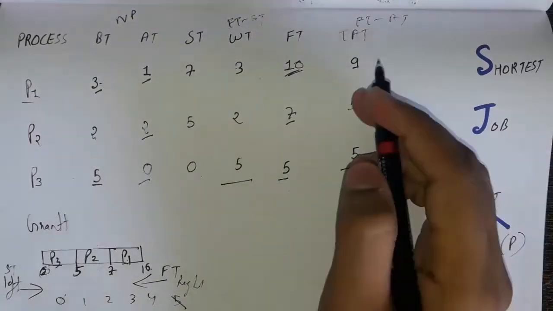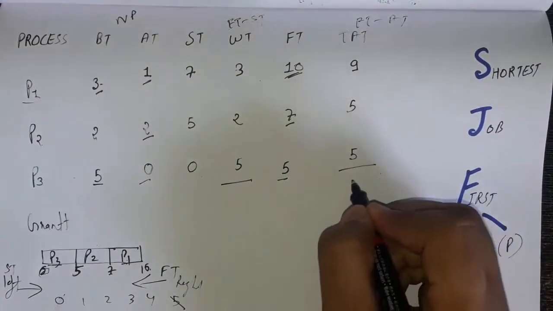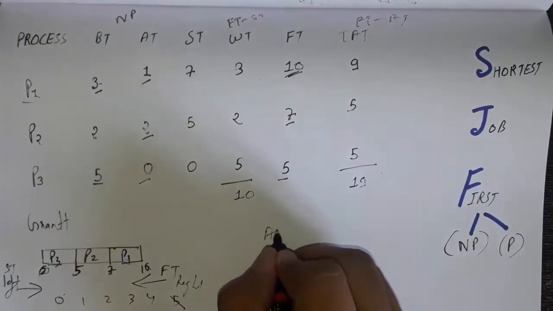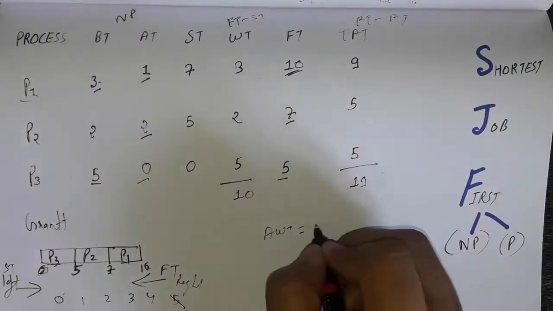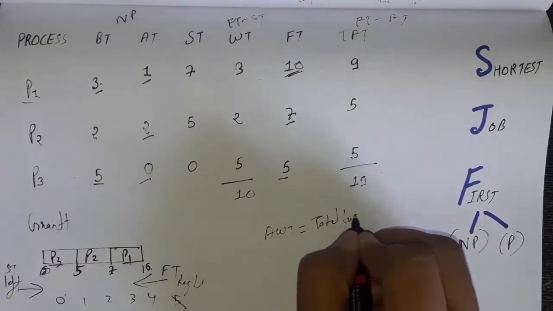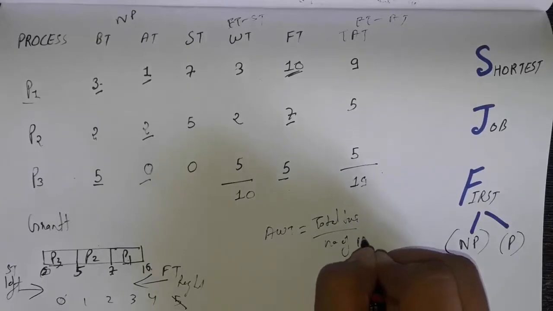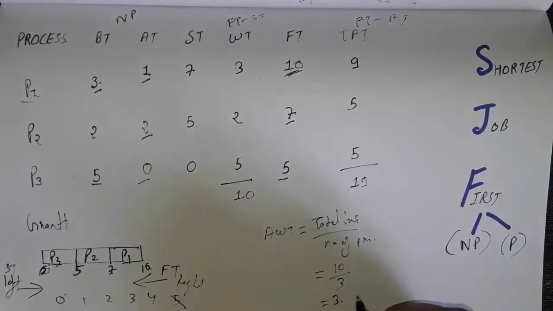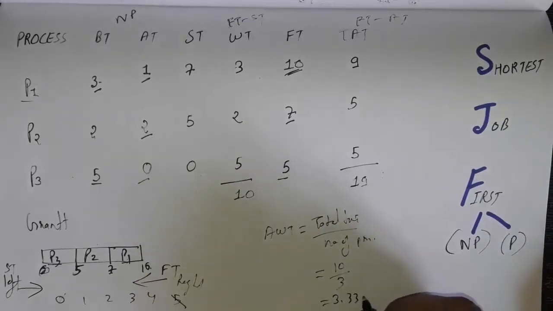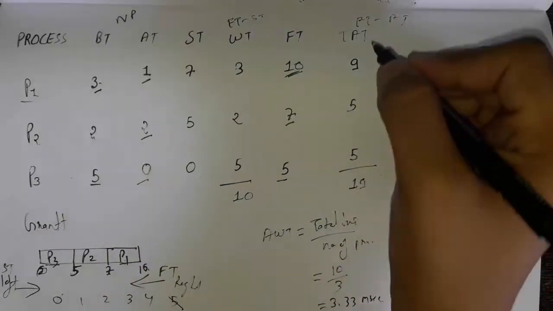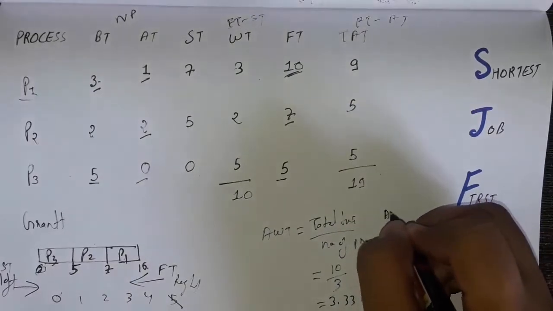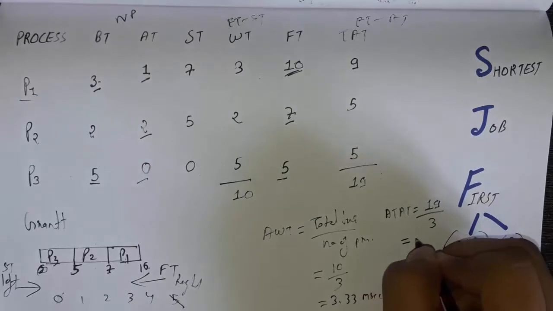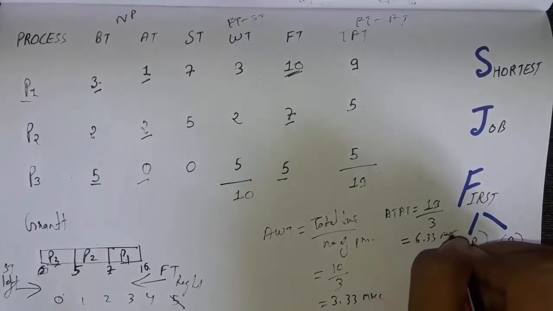So the total turnaround time here will be 9 plus 5 is 14, plus 5 is 19, and the total waiting time here will be 10. To find the average waiting time, divide the total waiting time by the number of processes. The total waiting time is 10 and the processes are 3, so the answer will be 3.33 milliseconds. And for the average turnaround time, the formula is the same: total turnaround time divided by the number of processes.